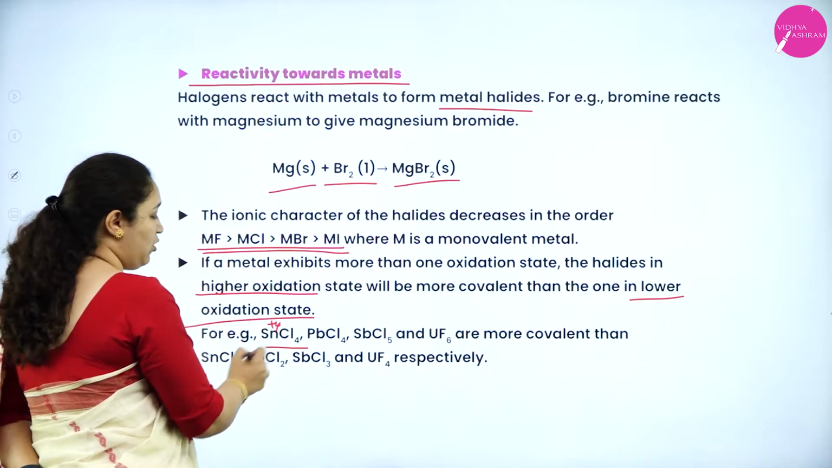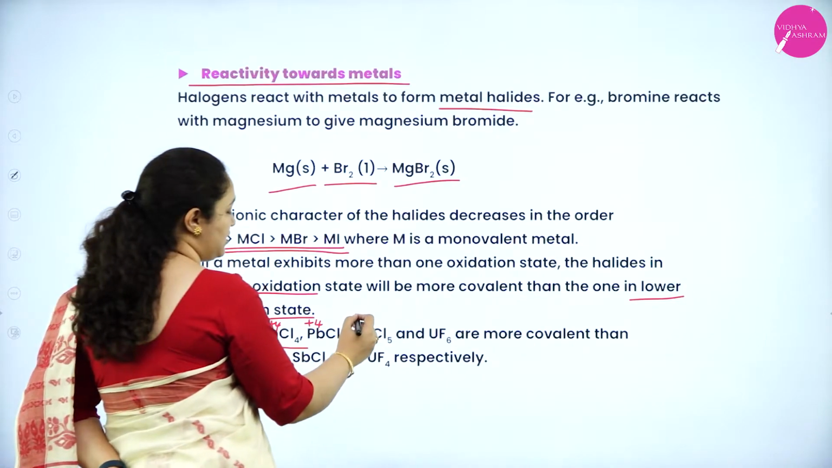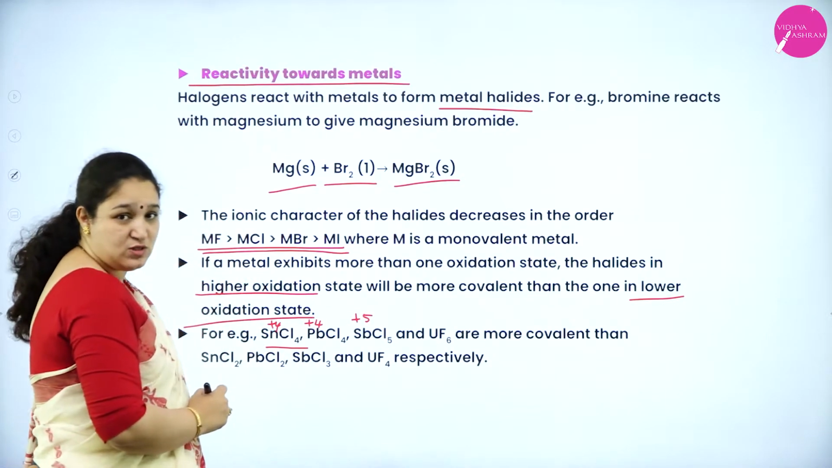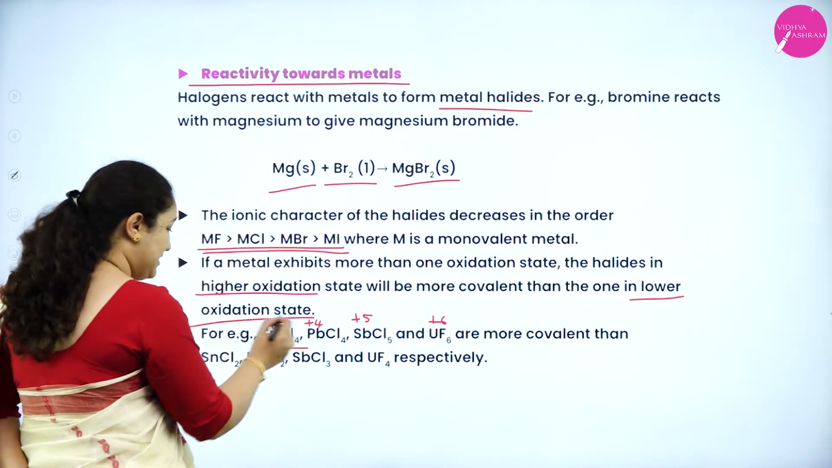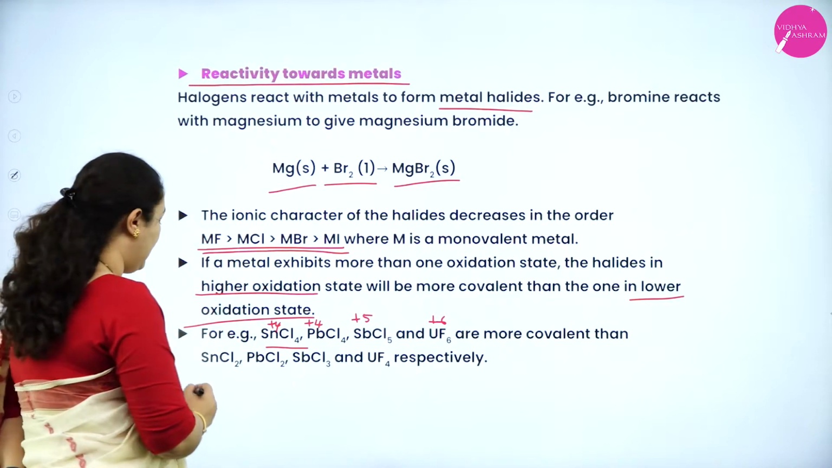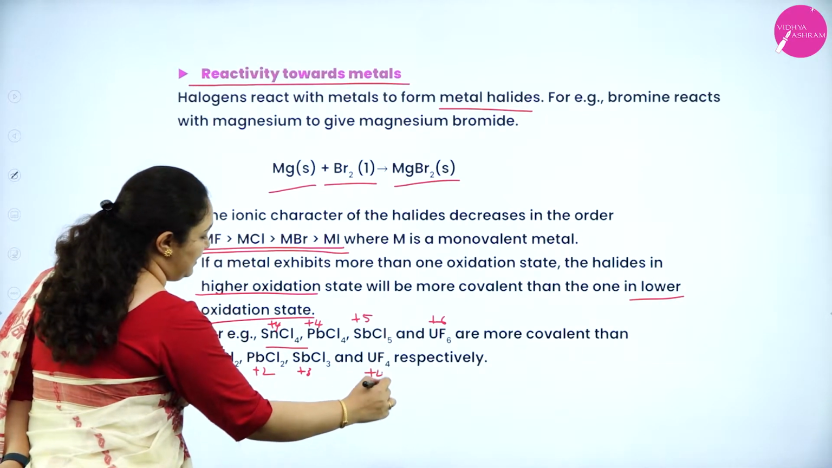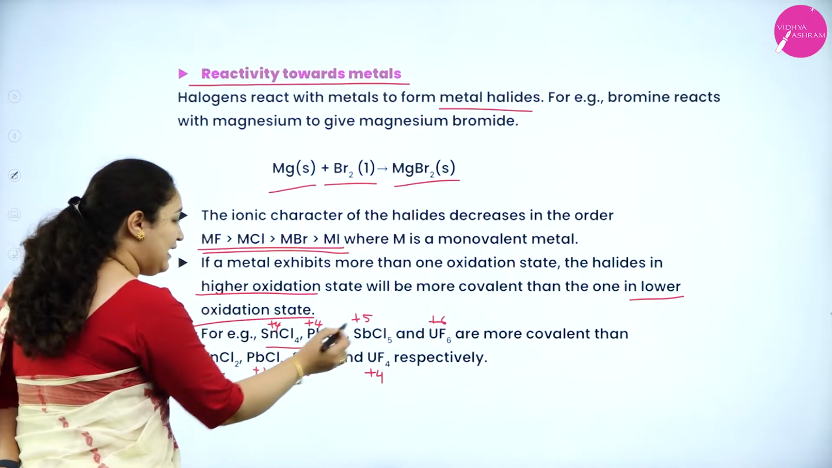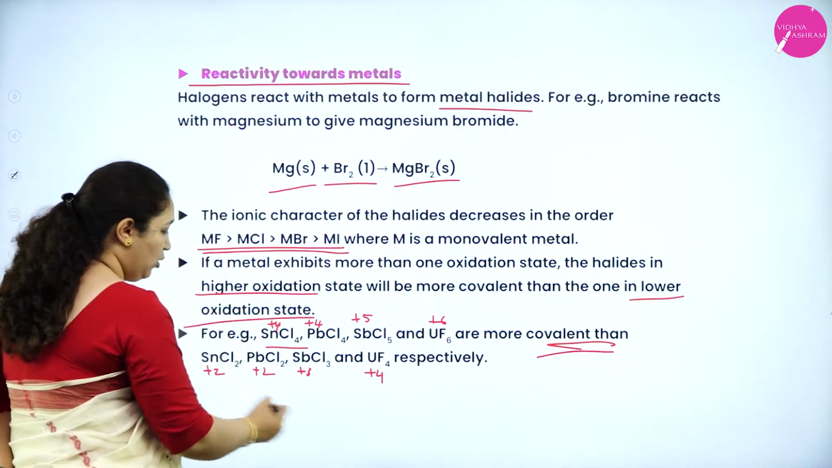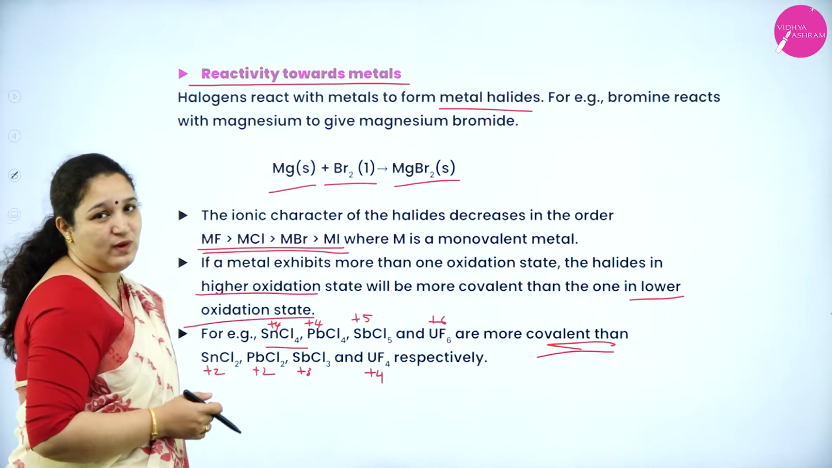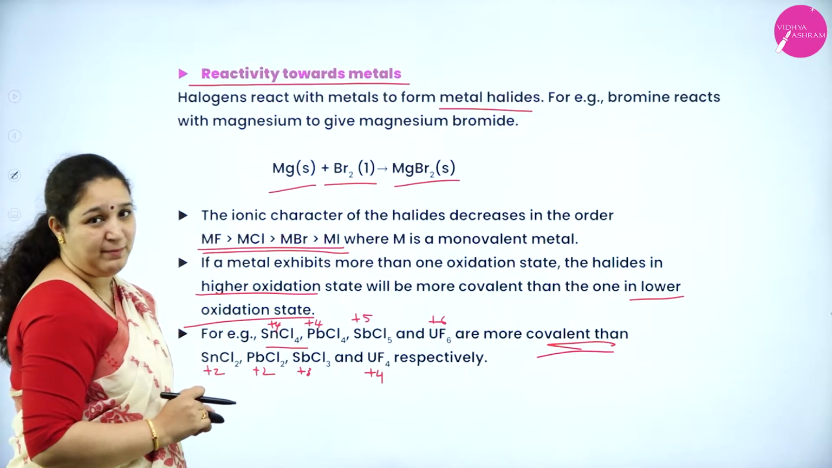SnCl4, this shows +4 oxidation state. Here also lead shows +4 oxidation state. Here it is showing +5 oxidation state. Here it is +6 oxidation state. Now the same metal you can see, here it is +2, +2, +3 and +4. So the metal halides with the higher oxidation state are covalent, whereas the lower oxidation state are less covalent. Okay, so that is the difference which you need to remember.